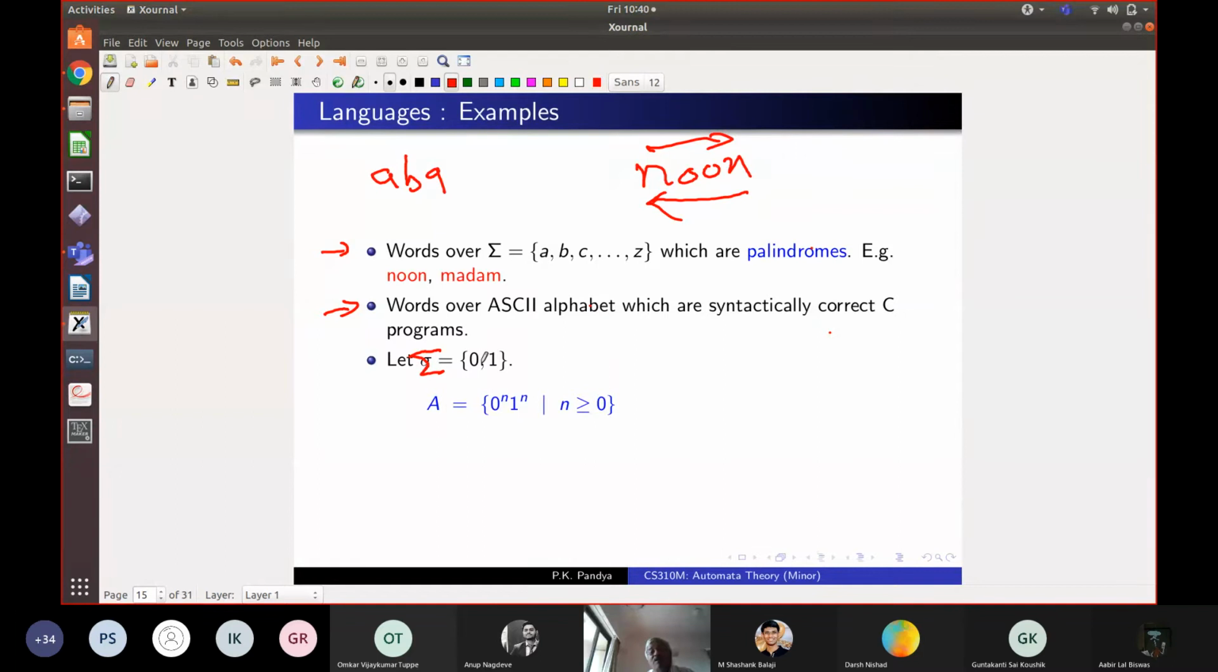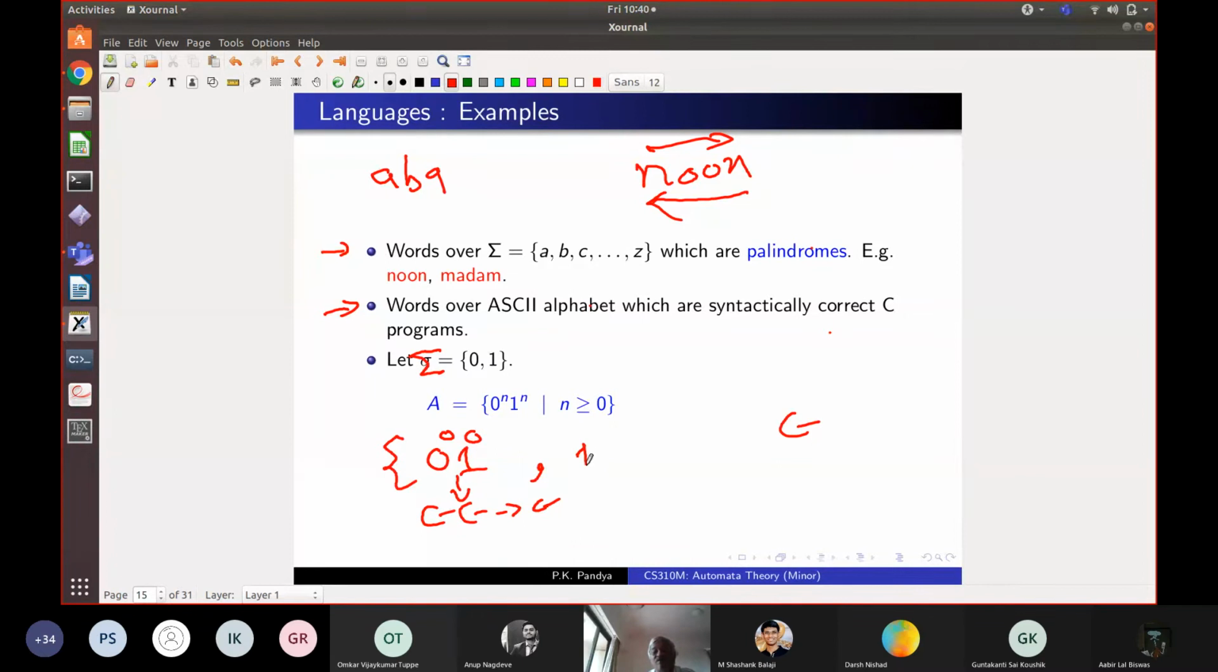Here, my alphabet is a binary alphabet, symbols 0 and 1, and I say A is the collection of all strings of the form 0 to the power n catenated with 1 to the power n, where n is a natural number greater than or equal to 0. So what are some of the strings which will belong to this set? 0 to the power 0, 1 to the power 0. What is 0 to the power 0? 0 repeated 0 times, it will give me epsilon. Epsilon catenated with epsilon will give me epsilon. So actually 0 to the power 0 denotes the word epsilon.